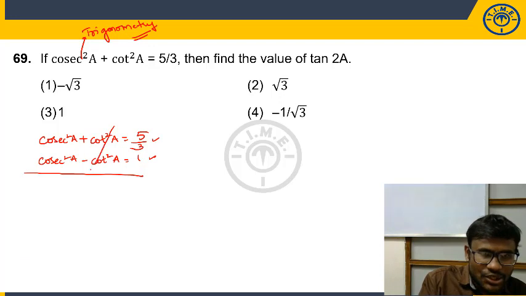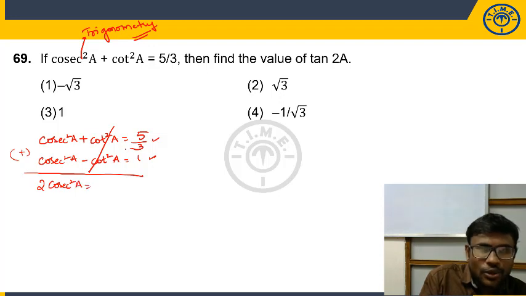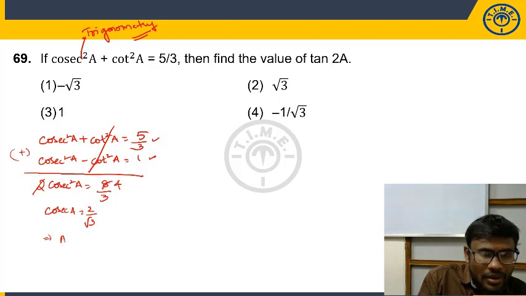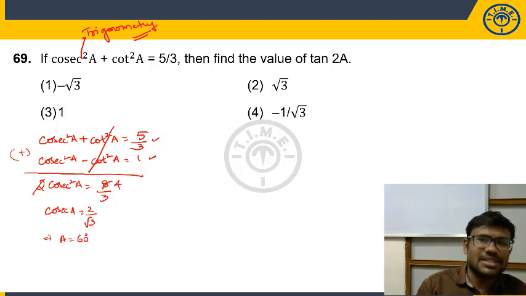Add these two. So it is 2 cosecant square A is equal to 5 by 3 plus 1. So that is 8 by 3. So cosecant square A is 4 by 3. So cosecant A is equal to 2 by root 3. So for which angle it is 2 by root 3? For A is equal to 60 degrees.